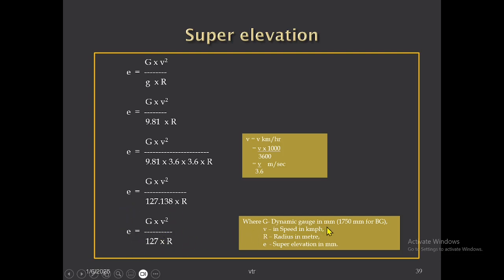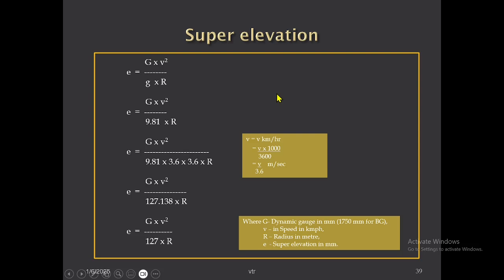Where G is equal to dynamic gauge in mm, 1750. Though our track gauge is 1676, the clear gauge, we use the dynamic gauge. Dynamic gauge is center to center of the rail top, to the center of the rail top on the other side. So center to center of rail we are taking, that is 1750 mm. And V is equal to speed in kmph and R in meter, and E superelevation finally we are getting in mm. This is our superelevation formula.